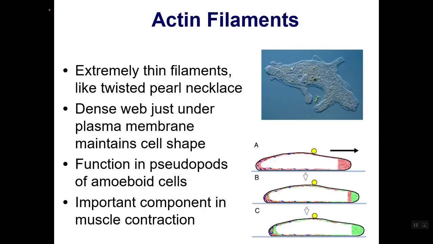Let's start with actin filaments. Actin filaments are really thin. They kind of look like a pearl necklace that's been twisted. And they form a very dense web just underneath the plasma membrane of cells to help maintain their shape and also to help sometimes with movement. So a great example of that are cells that partake in movement by pseudopods like amoebas.